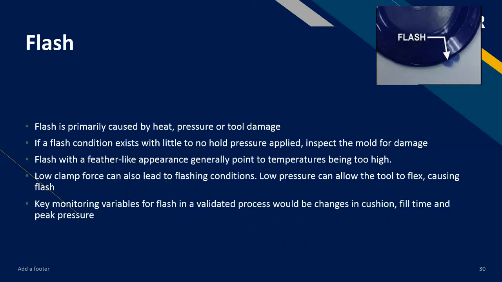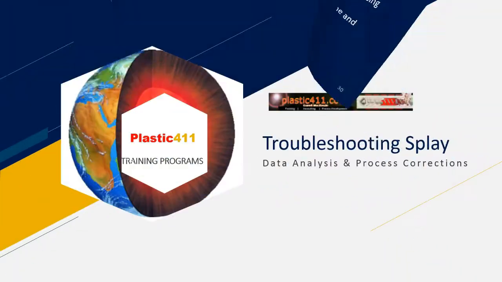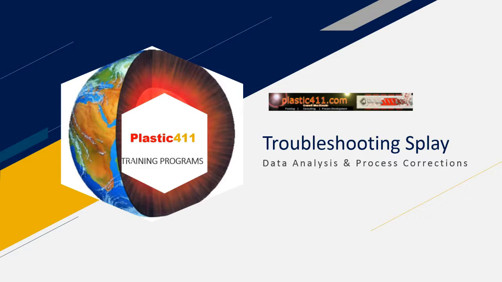Key monitoring variables for flash in a validated process would be changes in cushion, fill time, or peak pressure. The next defect we're going to discuss is splay.